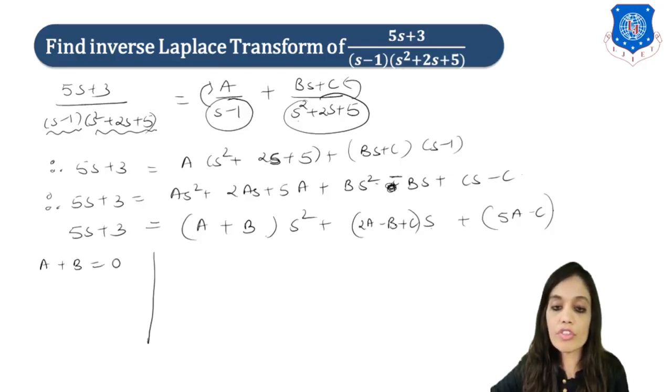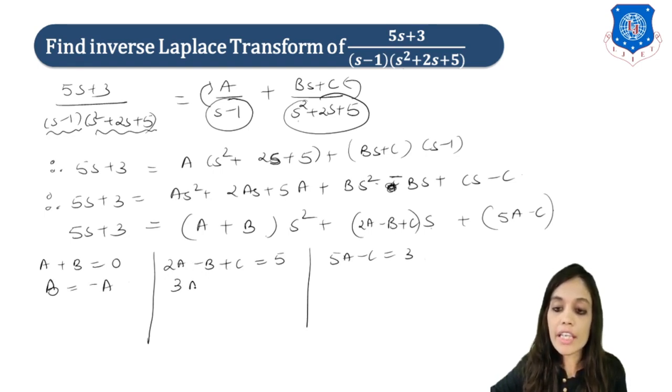Next compare the coefficient of s. So 2a minus b plus c is equals to 5, and lastly write the constants. So 5a minus c is equals to 3. Fine. So from this I can write that b is equals to what? Minus a. So if I put over here, what I will get? 3a plus c is equals to 5, and here I have 5a minus c is equals to 3, right?